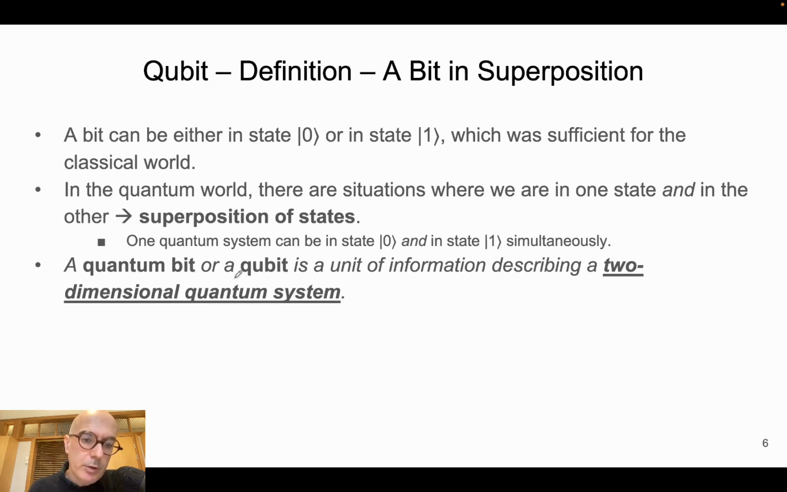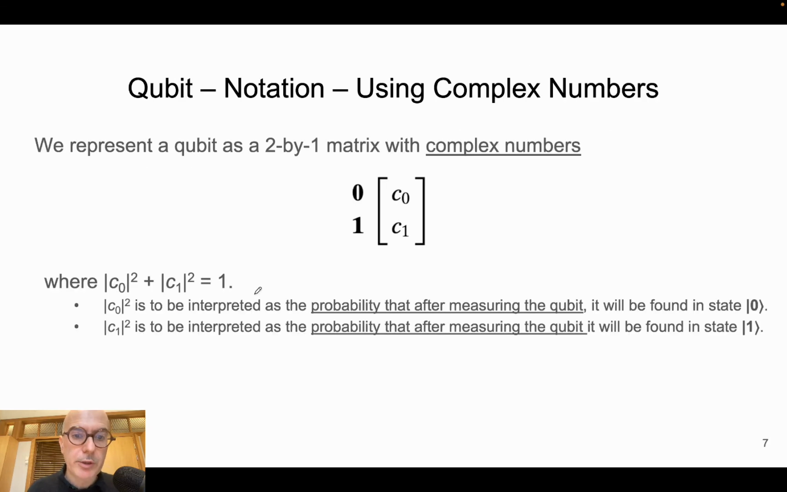So a quantum bit, or a qubit for short, is a unit of information describing a two-dimensional or two-state quantum system. The major feature of the quantum system is that we introduce this superposition. We allow, before the measurement, the system to be in multiple states with different probabilities. That's the major feature of our quantum bit.